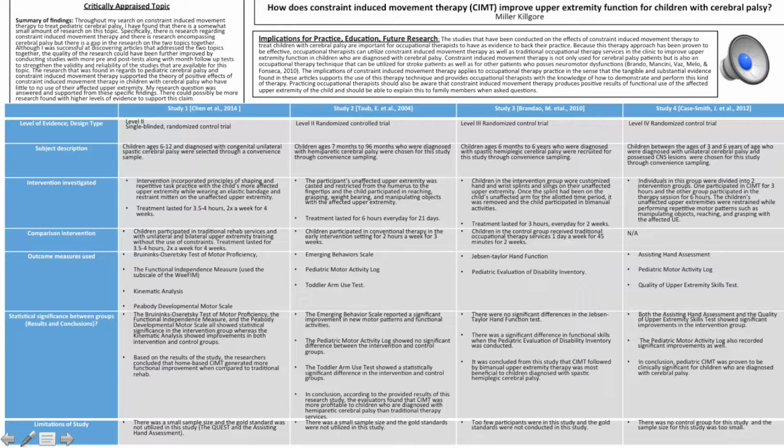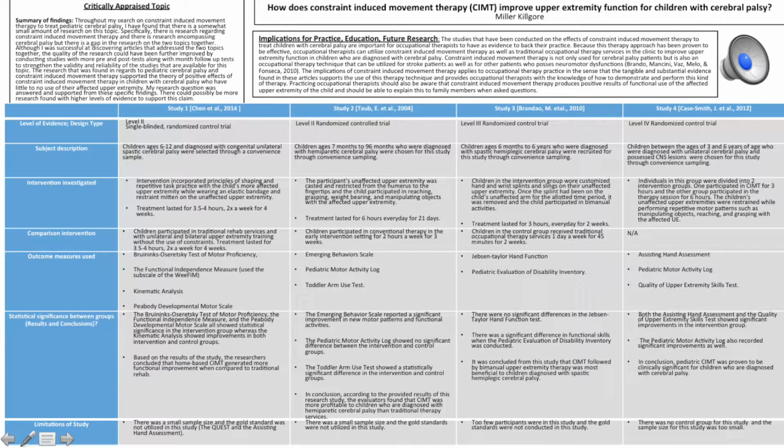The outcome measures that were used in this study were the Bruininks-Oseretsky Test of Motor Proficiency, the Functional Independence Measure, the kinematic analysis, and the Peabody Developmental Motor Scale. The Bruininks-Oseretsky Test of Motor Proficiency, the Functional Independence Measure, and the Peabody Developmental Motor Scale all showed statistical significance in the intervention groups, whereas the kinematic analysis showed improvements in both intervention and control groups.